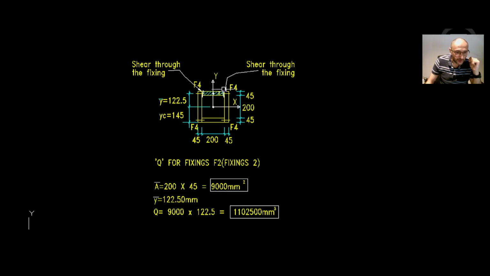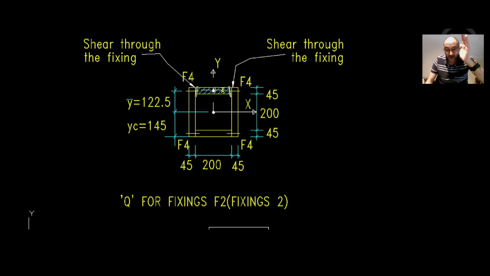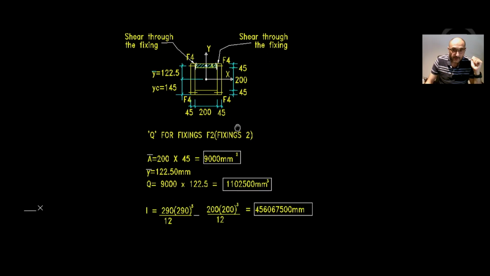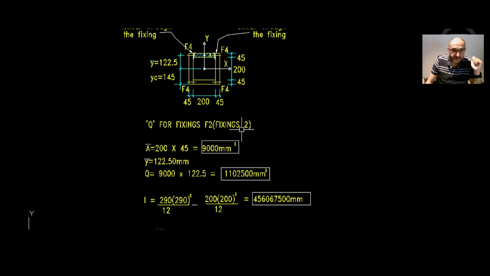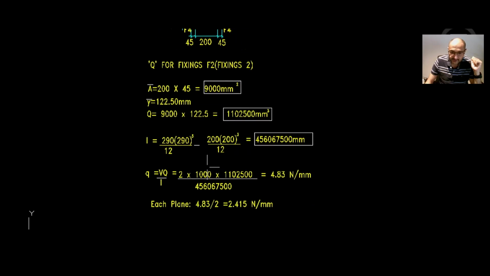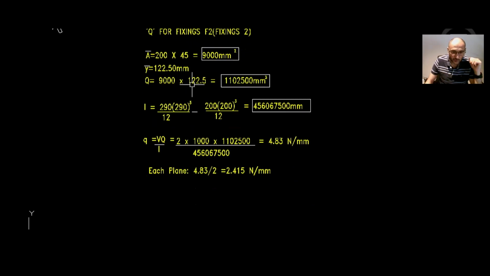So let's see how we can work this out. Okay, so we ask ourselves, how many shear cuts do we need? Well, there will be 2. We will cut one through the left-hand side and one through the right-hand side. Okay, so Q is taken around this hatched area here. A bar in this case will be 200 by 45. That's 9,000 millimeter squared. Y bar is the same, 122.5.